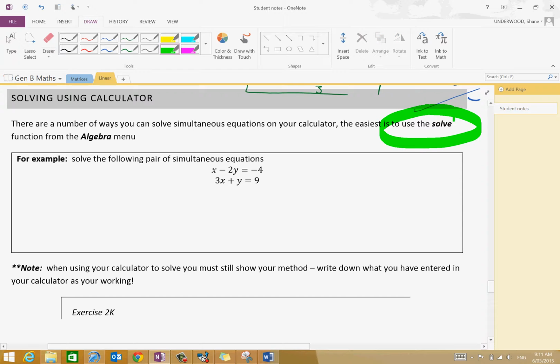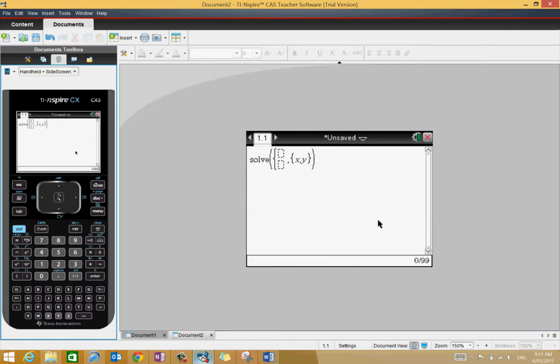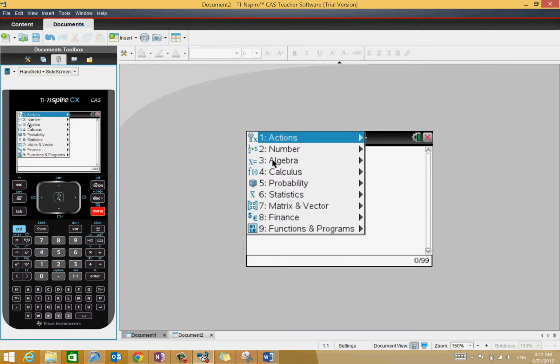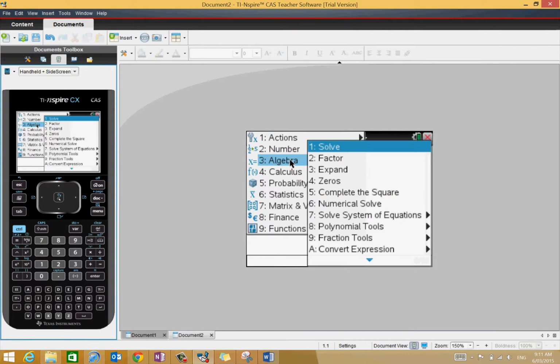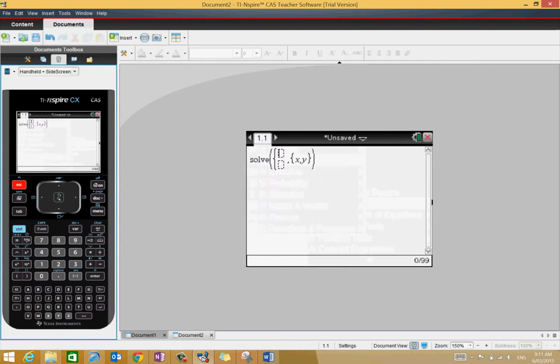Now you can type in linsolve, but I've already done that for you, and I've found that in my algebra. Oh, it is solve. Okay, but to get these variables out, we need to go to menu, algebra, solve system of equations, solve system of linear equations. But I've already got that.